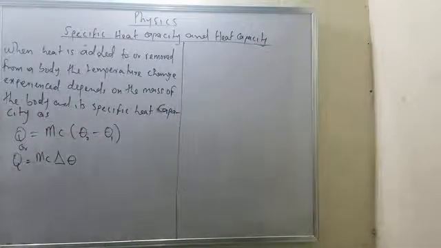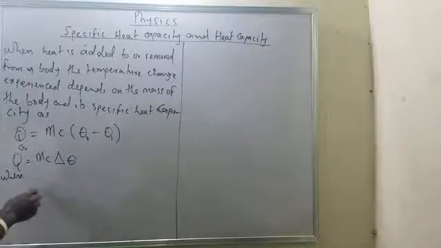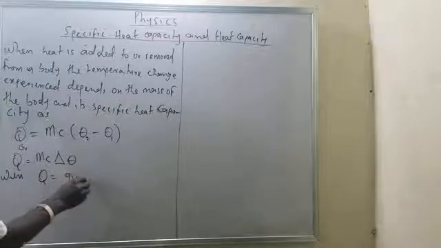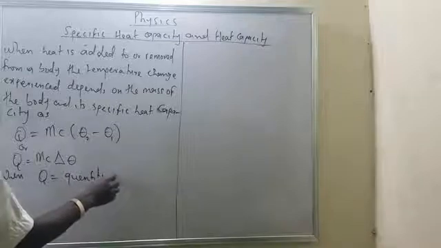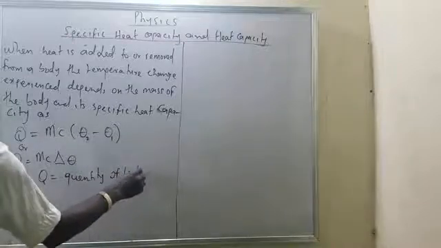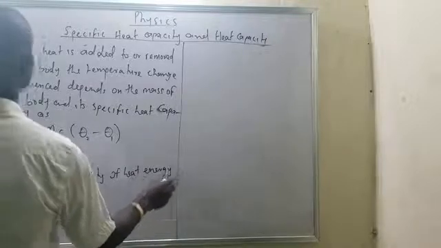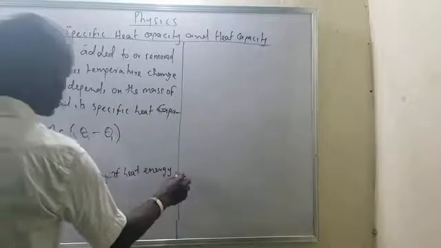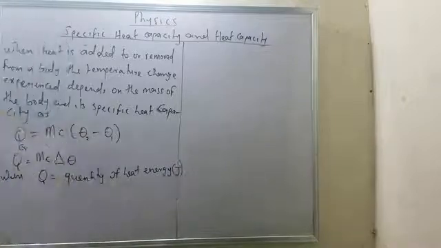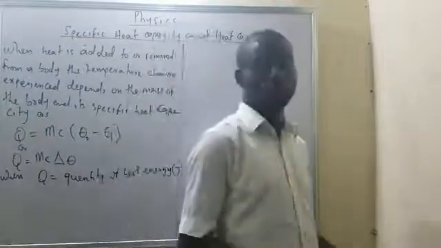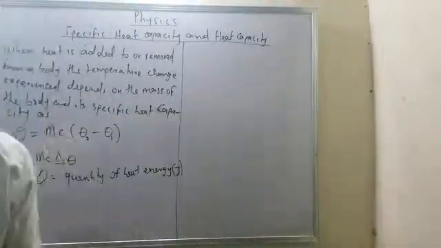Now, let me define these terms. We have our Q, which is known as quantity of heat energy. Quantity of heat energy, which is always in joule. Please, it's always in joule, because purely we are talking about calculation here. It means your unit is very, very important. Be sure you understand that very well.